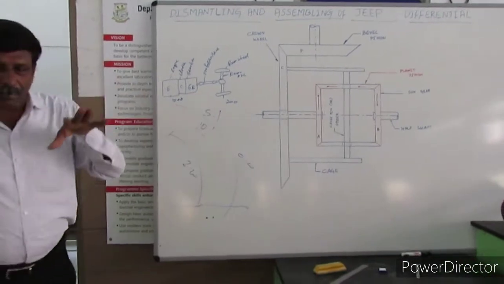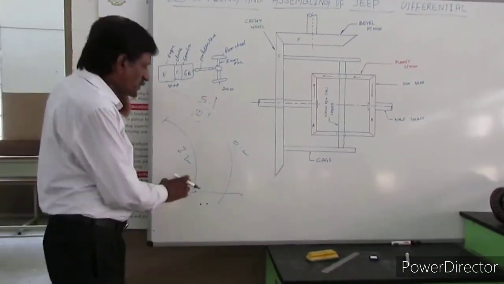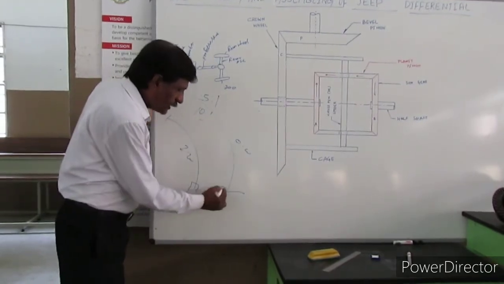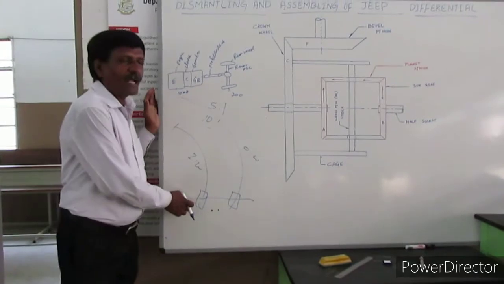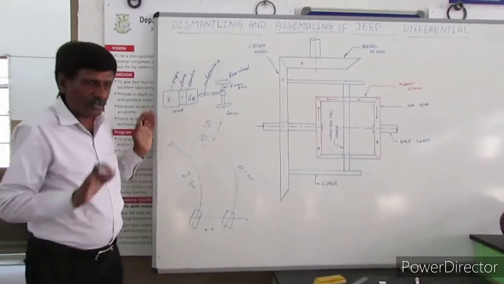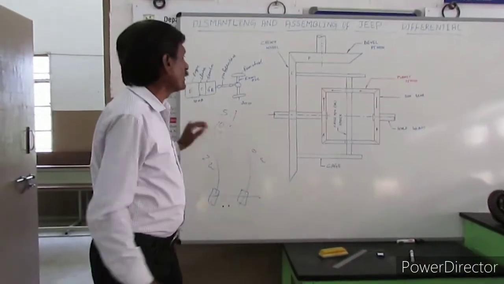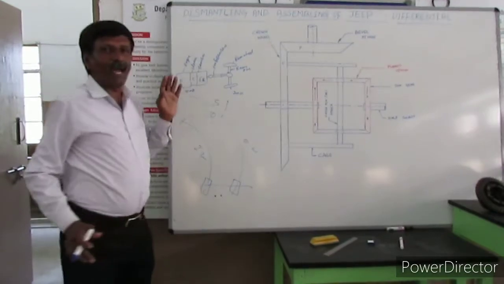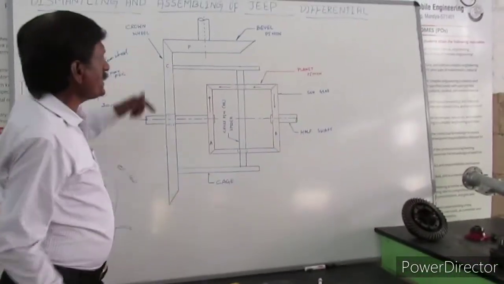Then the inner wheel may start skidding. To avoid the skidding of the inner wheel, we want to make the inner wheel and the outer wheel run at two different speeds. That means the inner wheel speed has to be reduced compared to the outer wheel, because the distance traveled is different. For that purpose, to vary the difference in speed between the inner and outer wheel, we are using a differential unit.